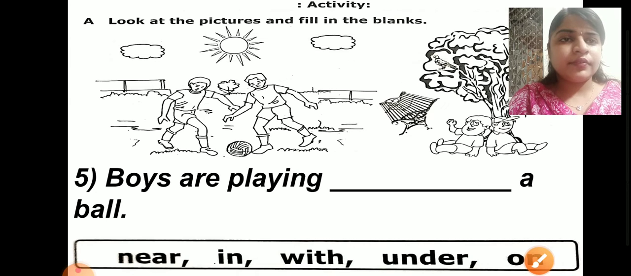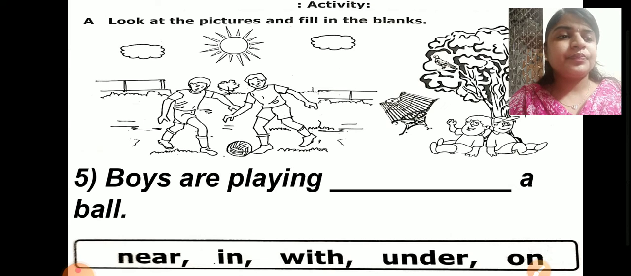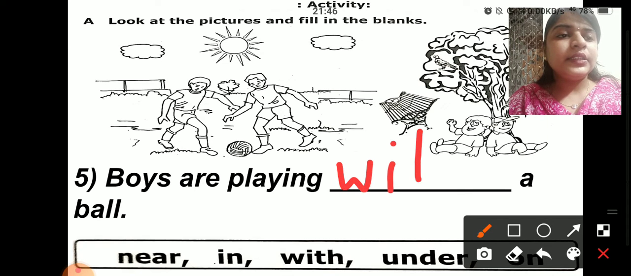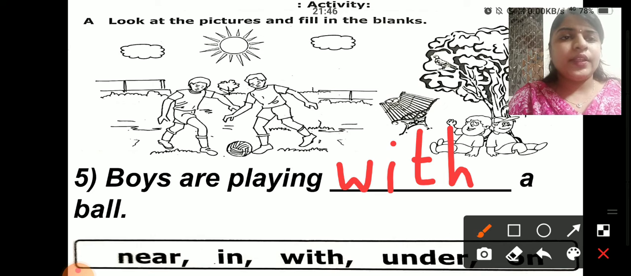Number 5. Now here in the picture you can see 2 boys are playing. Yes or no? Yes. So number 5, boys are playing dash a ball. Boys are playing with a ball. So with is our position word. So write it down with me. W-I-T-H, with. Done, children? Next.